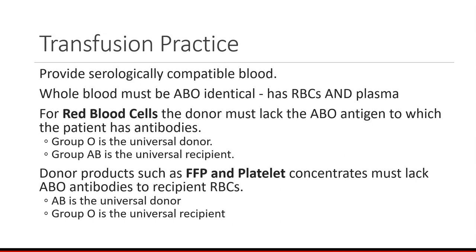Donor products such as FFP and platelet concentrates must lack ABO antibodies to the recipient red cells. AB is the universal donor because group AB people do not have anti-A and they do not have anti-B. Group O is the universal recipient. They can get any type of plasma product because they have anti-A, they have anti-B, and they also have anti-A,B.